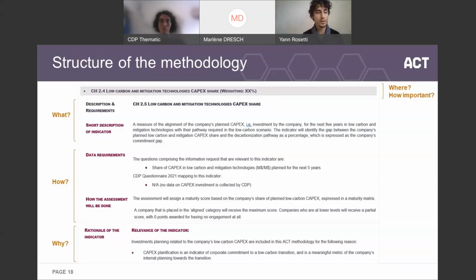Then you have two parts: data requirements and how the assessment will be done, in order for everybody to understand which data is required and how it is used to get the assessment and the rating. And at the end, the rationale of the indicator, to explain why every KPI was put in the ACT methodology.